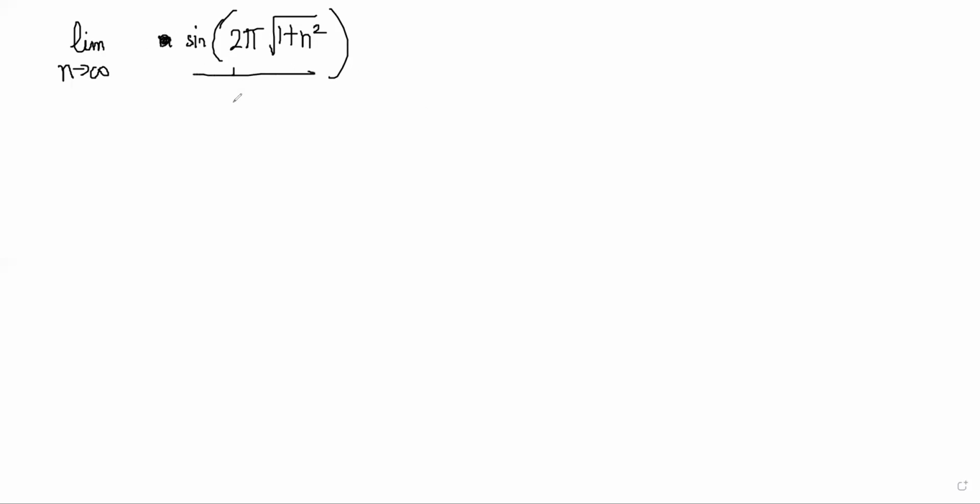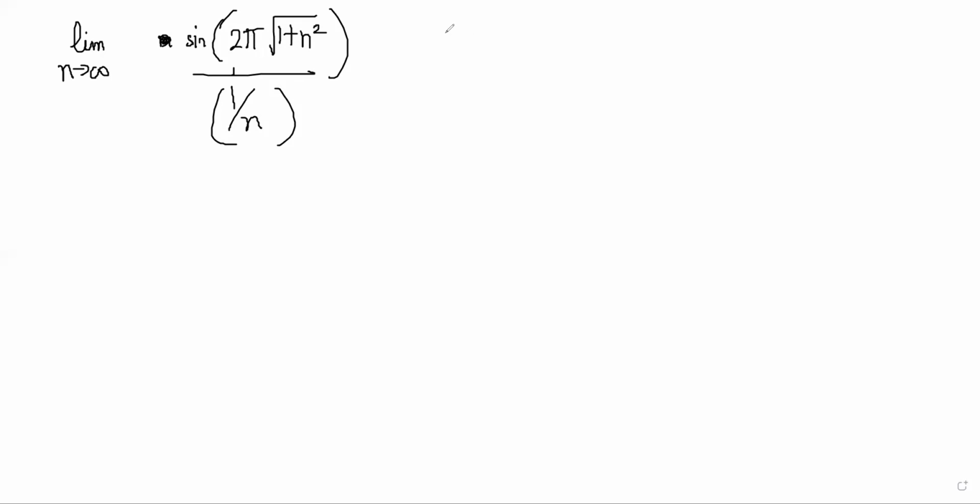So first thing to do is write it like this, where this is now tending to 0. And the problem is that this part is tending to infinity. That is weird, because sine doesn't have a limit when the argument becomes infinite. 2 pi root over 1 plus n square. Fine, the limit might not exist here. I have a doubt that it will not exist.